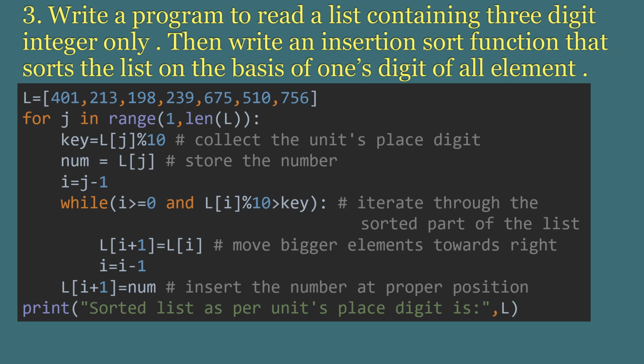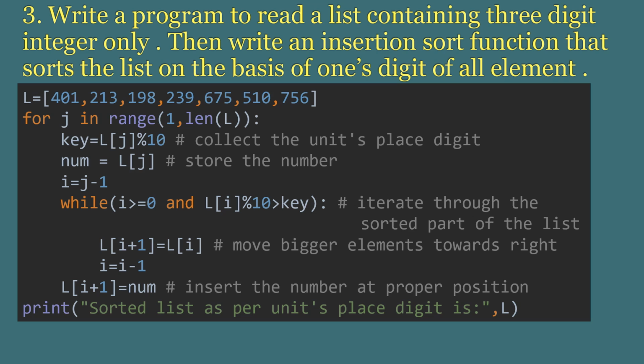Now the while loop will execute for the sorted part of the list, that is while i greater than or equal to 0 and L of i % 10 is greater than key. That means for each element it will check whether its last digit, or the digit at units place, is greater than key or not. That means it will iterate through the sorted part of the list. Then L of i plus 1 equal to L of i. That means moving the bigger elements towards the right. i is equal to i minus 1. Then L of i plus 1 is equal to num. We have already stored that value in the num variable and we will just insert it in the proper position.